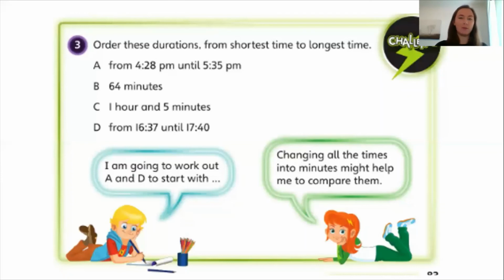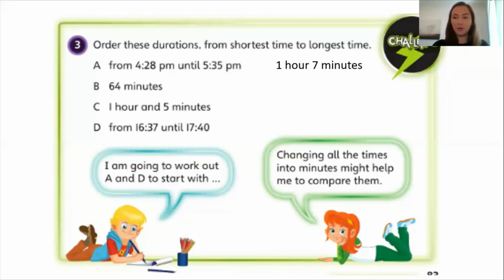I'm going to solve this problem by converting all the times to the same units. This will make it so much easier to compare them. So I'm going to work out the duration of those events. So A, from 4:28 p.m. until 5:35 p.m. is 1 hour and 7 minutes.